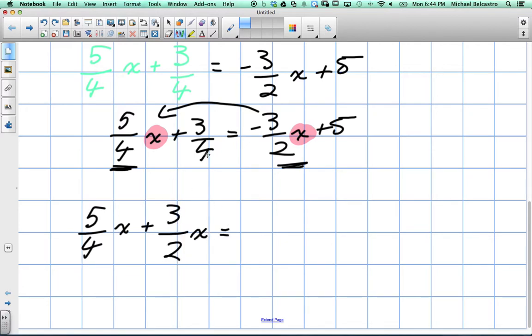In that same breath, I want all my constant terms on the right. So this is a constant term. I'm going to move it to the other side.